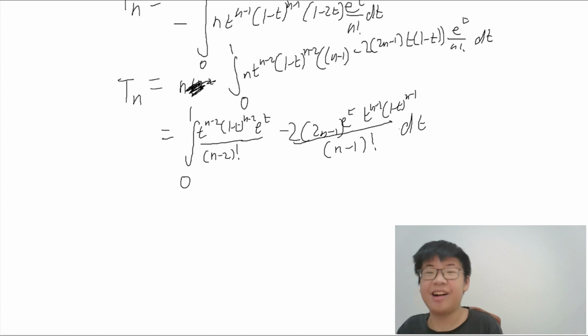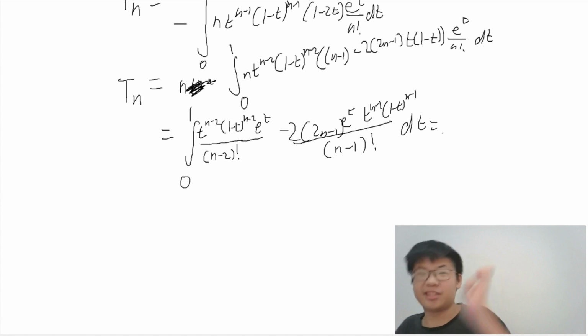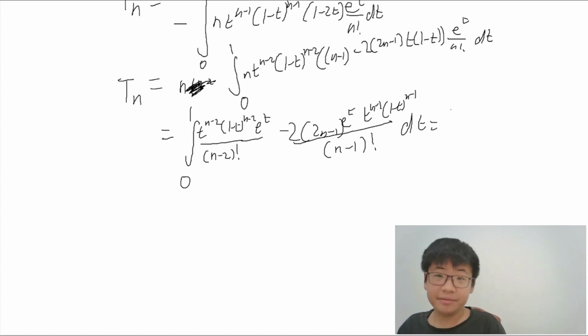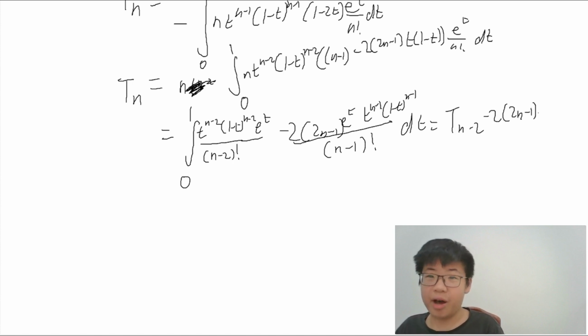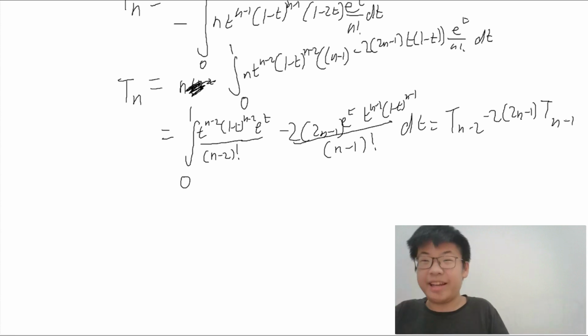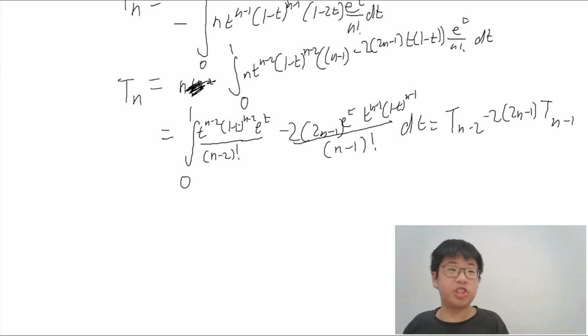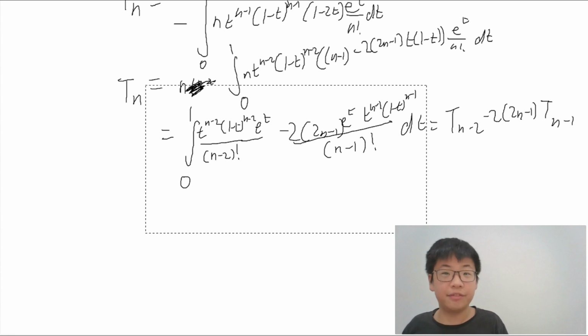Now do you see how the reduction formula gets found? And then we can happily simplify it using the sum rule for integrals, which is basically the sum of the integrals to the integral of the sum. And then this will become Tn-2 minus 2, 2n minus 1, Tn-1. And you have made it this far. Congratulations! You have just passed the hardest bit of the question.